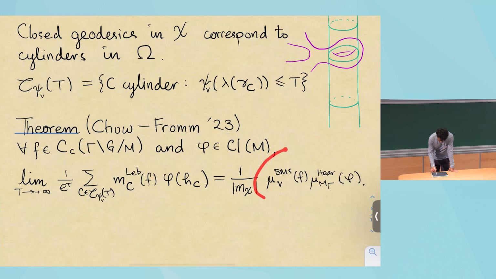Yeah, so it goes to the constant BMS measure of f times the Haar measure of psi, but restricted to this m gamma, divided by the mass of this base space.